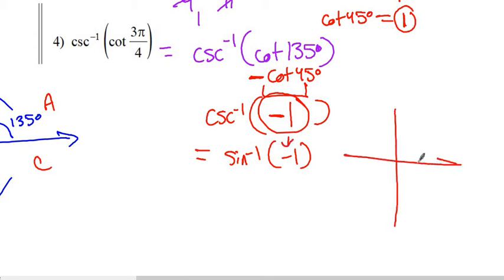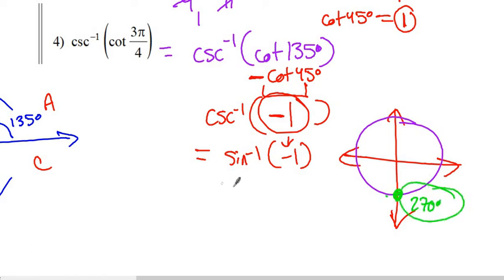So where is sine negative 1 on the unit circle? Sine, remember, is the y-coordinate. The y-coordinate is negative 1 right down here. Okay, and that is at the value 270 degrees, so that's our answer. The inverse cosecant of negative 1 is the same as the inverse sine of negative 1, which is equal to 270 degrees.